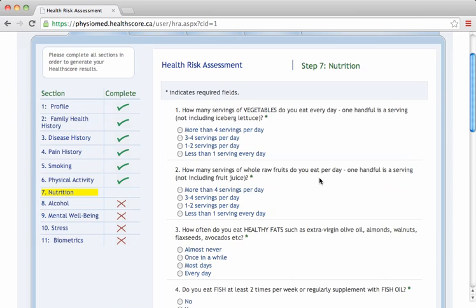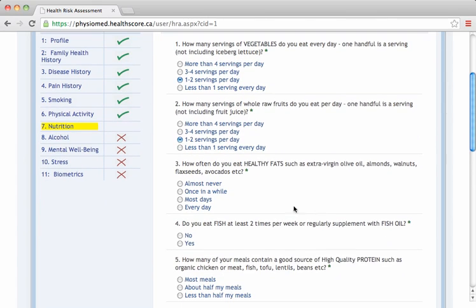Jane, I'm going to ask you some questions about your nutrition habits. How many servings of vegetables do you eat every day? One handful is a serving. 1 to 2. How many whole raw fruits do you eat per day? About 1 to 2 servings. Healthy fats. Once in a while.